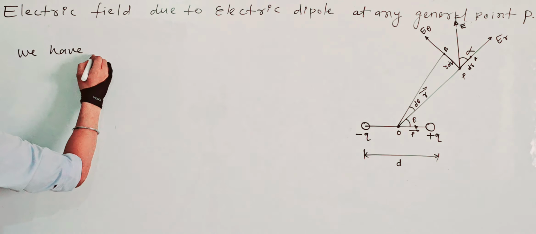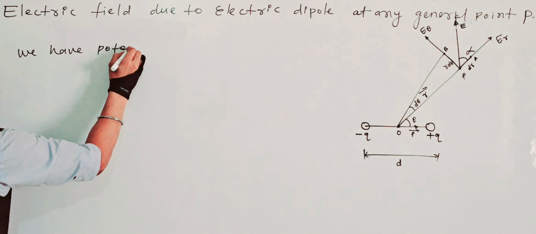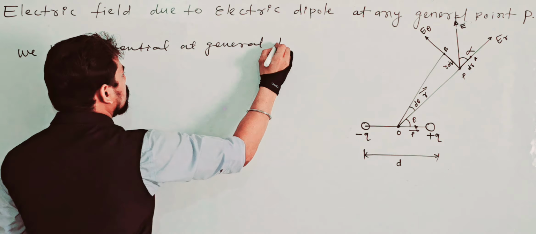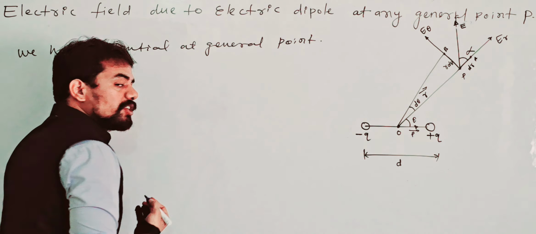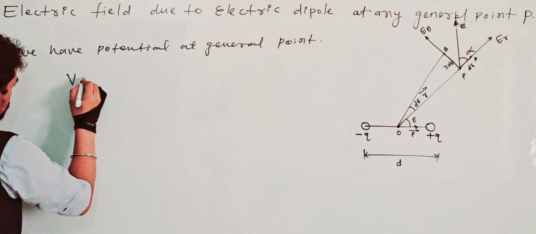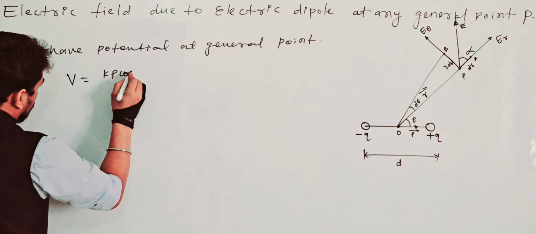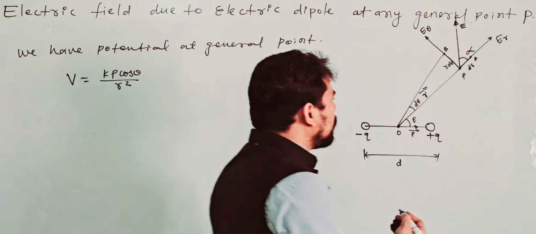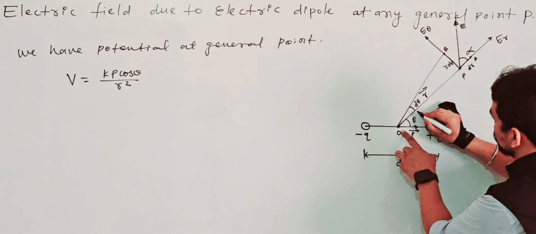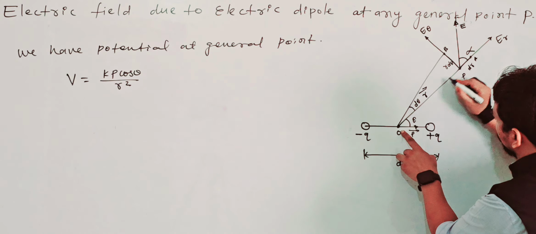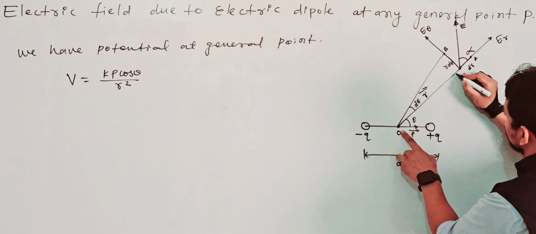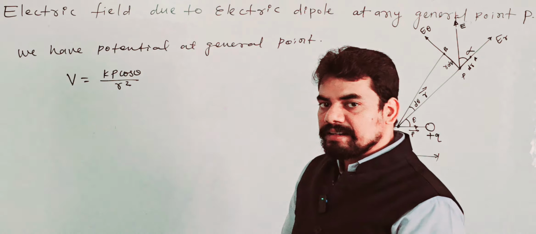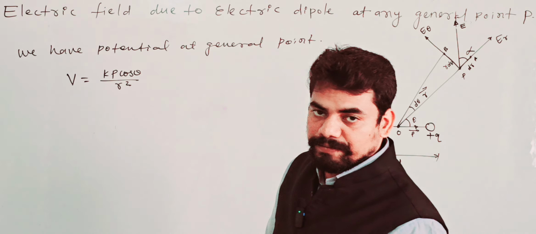We have the potential at a general point. What is the value of the potential? This is V, which is Kp cos theta by r square. If we change r along the line, away or towards the point, you can see theta is not changing. When you are varying r along the line, theta is not changing.